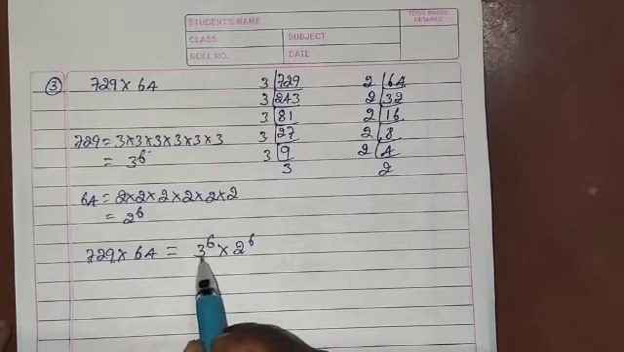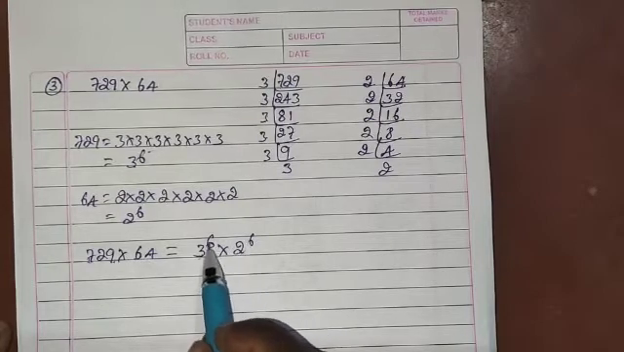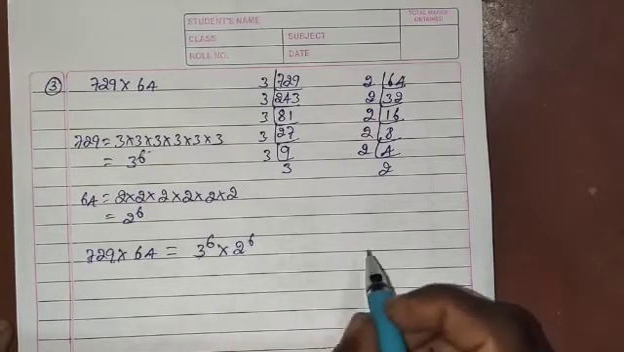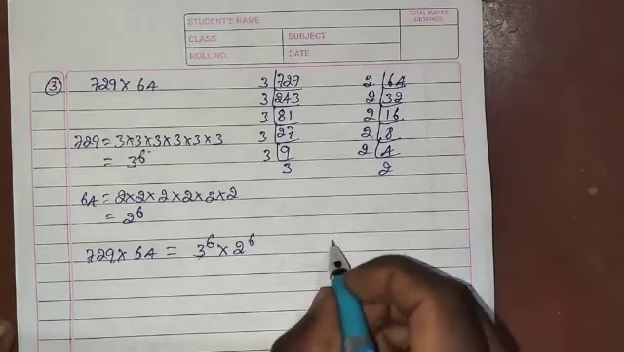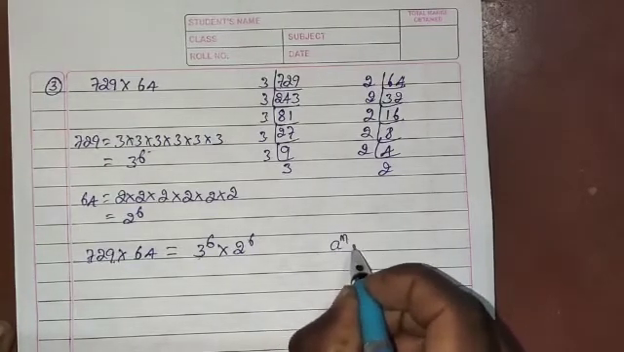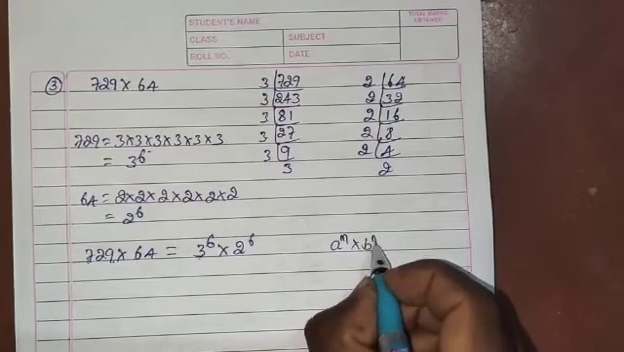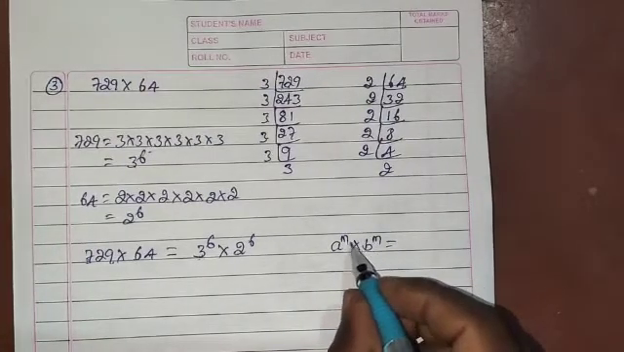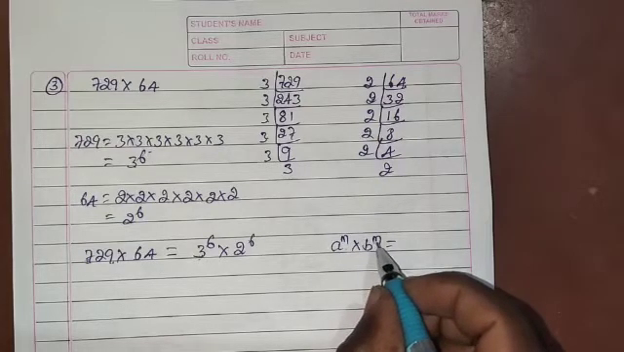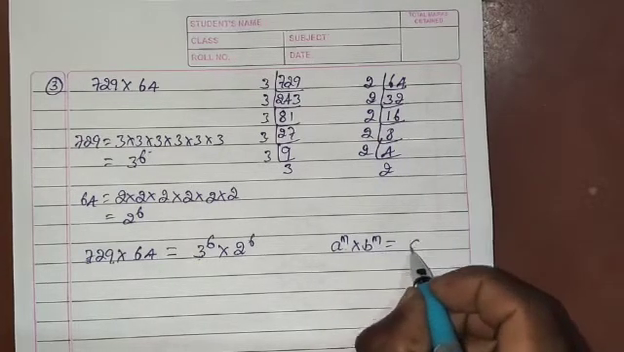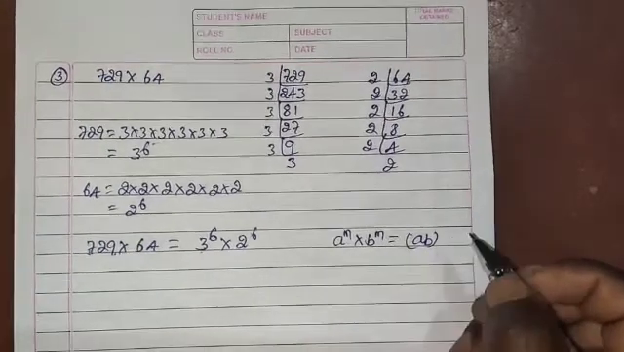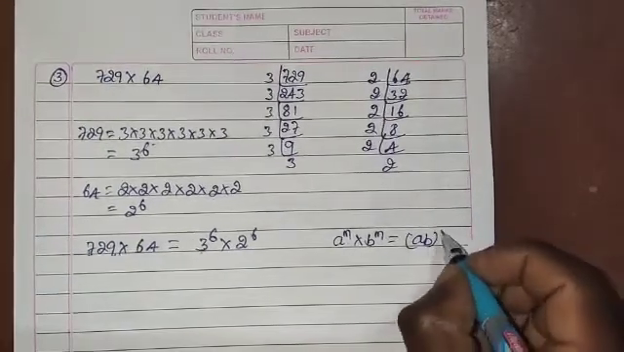Here the base is different, but the powers are the same. According to the laws of exponents, a to the power of m into b to the power of m, if the powers are the same, then we have to multiply their bases.